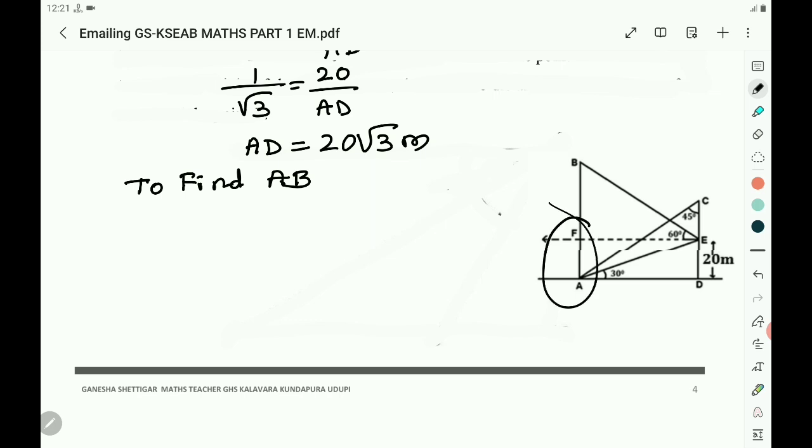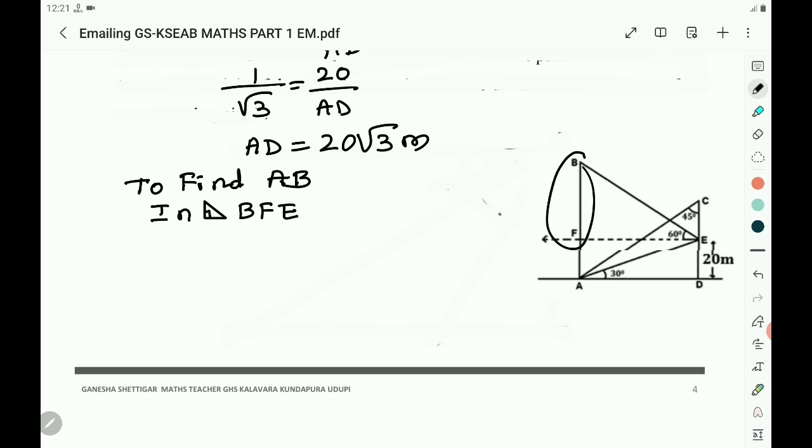Here AF is known, that is equal to ED, 20 meter. We need to find out BF. To find BF, use the right angle triangle BFE. Then you write, in the right angle triangle BFE.